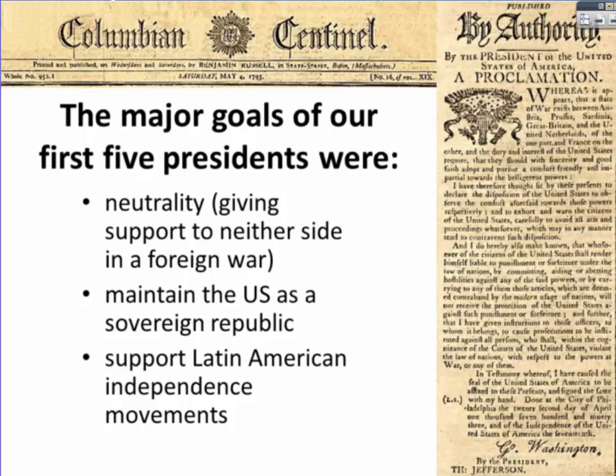So the major goals of our first 5 presidents: neutrality. This is giving support to neither side in a foreign war or even in just economic competition, which often leads to war. Maintain the U.S. as a sovereign republic, and support Latin American independence movements. This all began with President Washington's farewell address, and he issued a proclamation of neutrality partway through his presidency and reiterated how important it was to remain neutral in his farewell address.